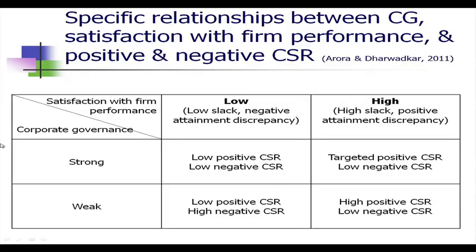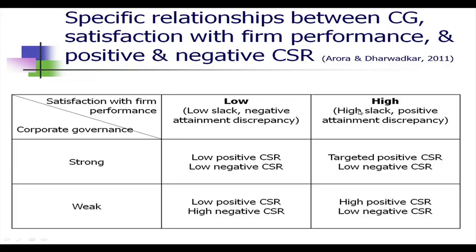On the other hand, if the satisfaction with firm performance is high, which means high slack, a reasonably significant cushion of resources to fall back on, and there is positive attainment discrepancy, you've achieved more than you set out to achieve, then even if the corporate governance is weak, you will achieve high positive CSR, and the negative CSR will be low. It won't be totally zero, but it could be low. So this is what this study found out.